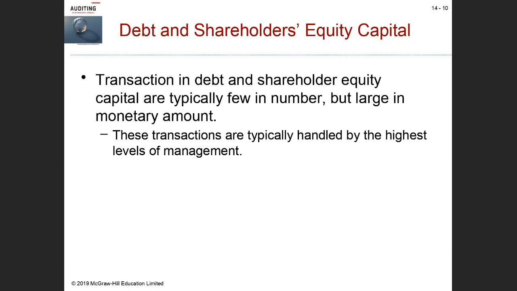One thing I've already mentioned today is to discuss a bit more on this PowerPoint number 10, talking about raising of long-term debt and issuing shares, right? Share capital in an organization. The PowerPoint says transaction and debt and shareholder equity capital are typically few in number but large in monetary amount. Right? So material from a dollar perspective, but it doesn't happen very often, right?